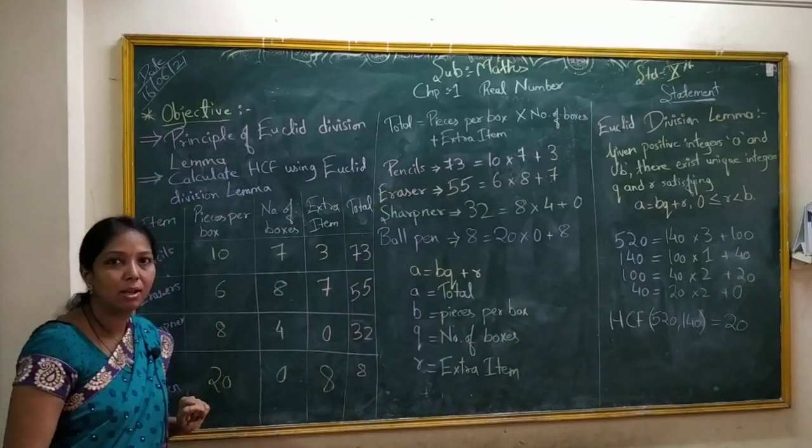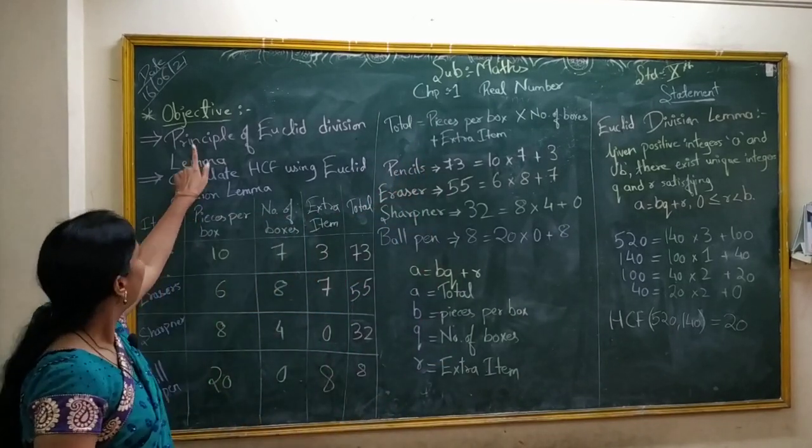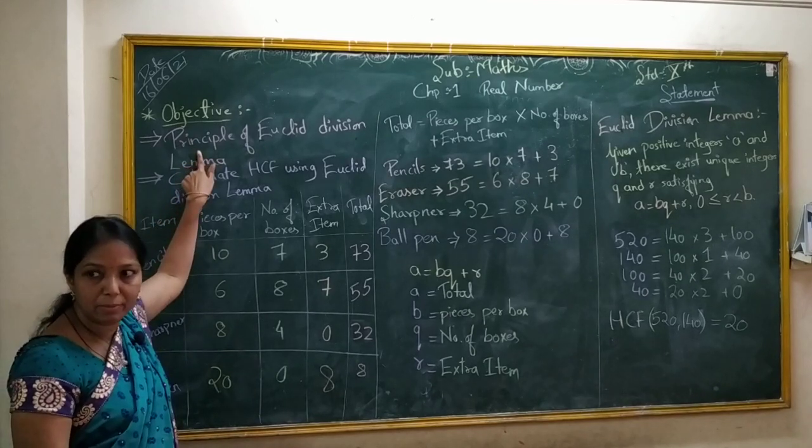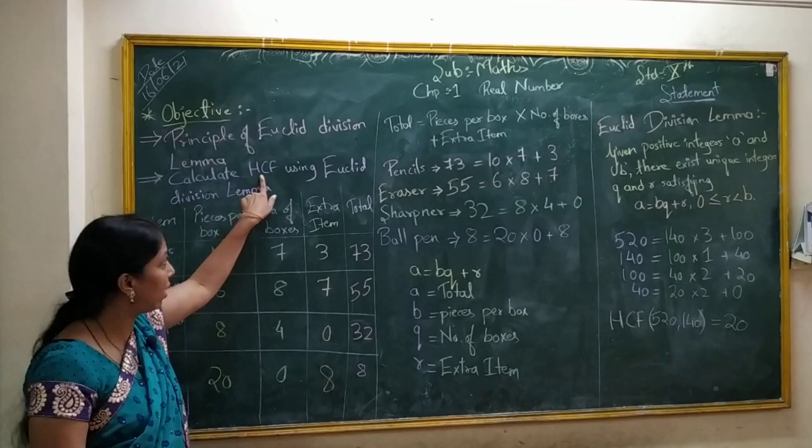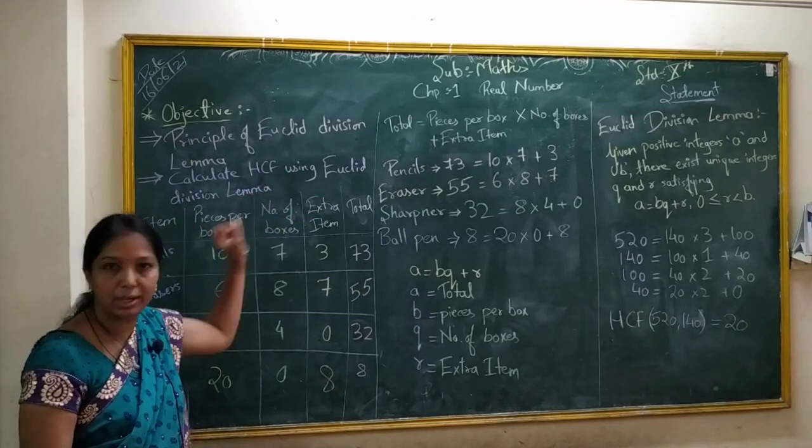In this lesson we will see the principle of Euclid's division lemma and the method of finding HCF, that is highest common factor, using Euclid's division lemma.